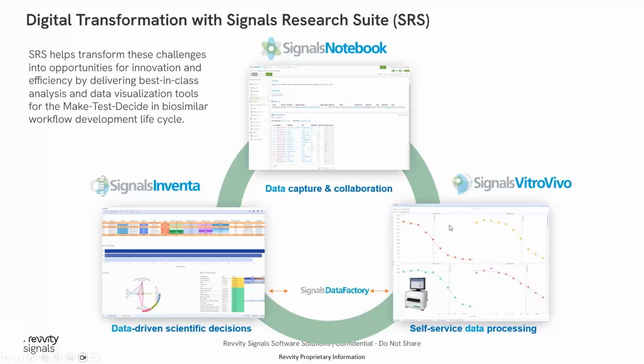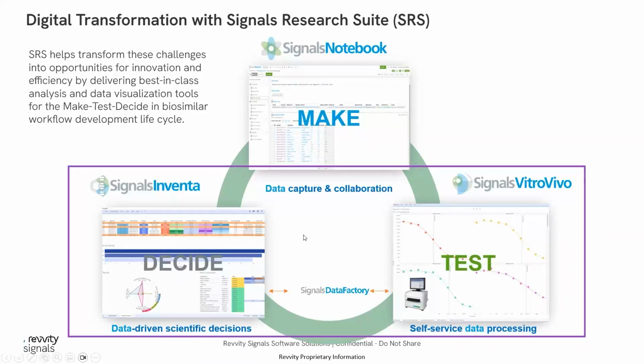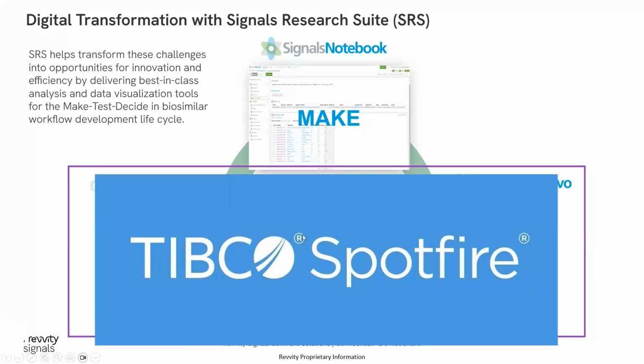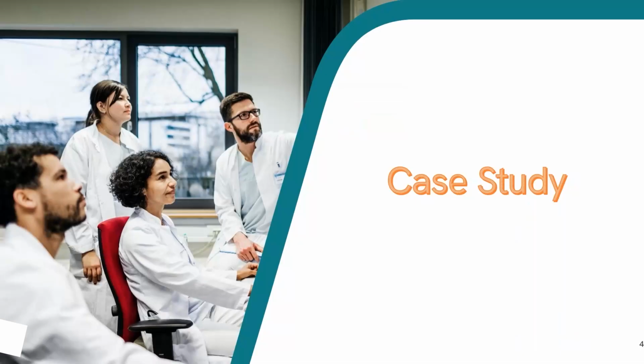Signals Vitro Vivo processes assay data of all types and formats, while Signals Inventor provides a dashboard for comparing experimental parameters, enabling data-driven decisions. Both Signals Vitro Vivo and Signals Inventor are powered by TIBCO Spotfire, which is an advanced data visualization and analytical tool. For today's webinar, let us consider a typical biosimilar bioprocessing workflow.